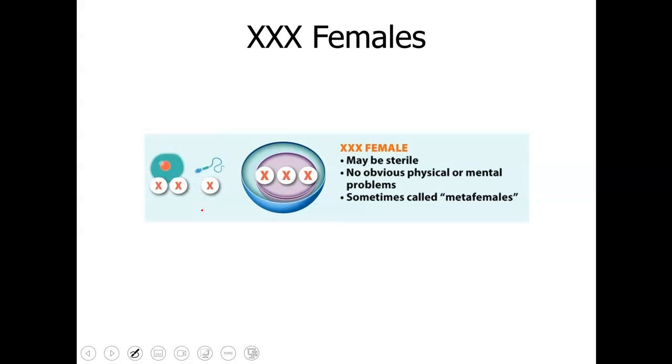Then you could have the XXX females. The females here could be sterile, they may not, and so someone might not realize that they have this disorder, just like with the XYY and XXY, unless they get genetically tested. With this one for the females, there's not going to be any obvious physical or mental problems. Sometimes if they do find out they have the extra chromosome, they could be called the metafemales.